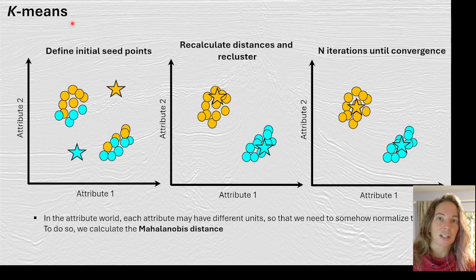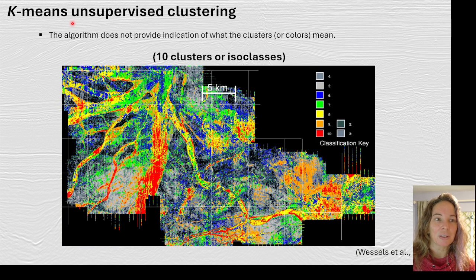So it could work for sand, shale, channel, salt, not salt. You may want to give it more clusters if you're expecting more seismic facies that you want to look at. The distance is calculated using the Mahalanobis distance, which I'm sure I'm mispronouncing. Okay, so what it looks like, here we've got 10 clusters.